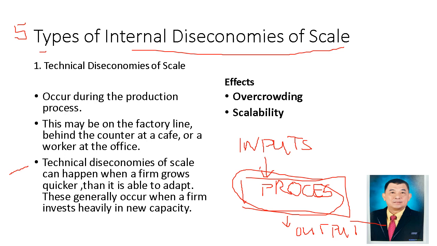For example, if during your processing you introduce some new machineries, but you did not adjust the quantity of your employees, that is the diseconomy. So what is the effect? Overcrowding. When expanding, the firm may increase production beyond reasonable capacity. This may include too many baristas behind the bar at the coffee shop.